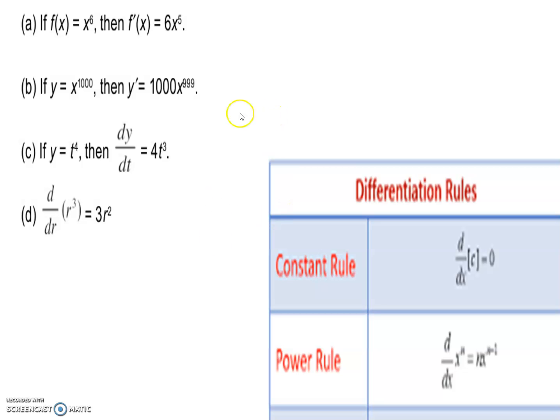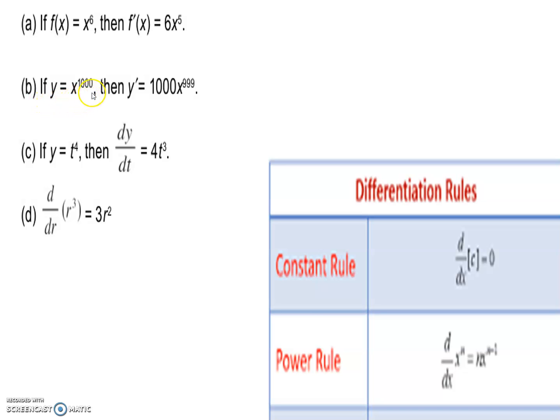Now we take f of x is equal to x raised to 6. Then f dash of x is equal to 6x raised to 5. We have to use the differentiation rules: the constant rule, the derivative of any constant number is always 0, and the power rule, the derivative of x raised to n is n x raised to n minus 1. So let us discuss this with examples. If f of x is equal to x raised to 6, then f dash of x is equal to 6x raised to 5. That is 6 here, and 6 minus 1 is 5.